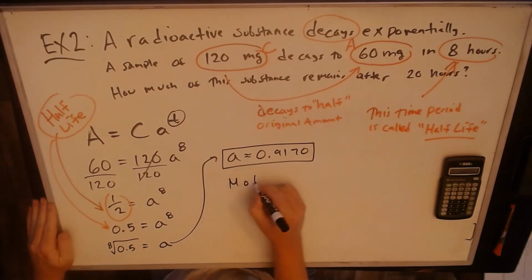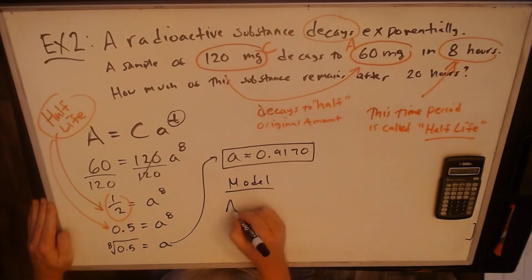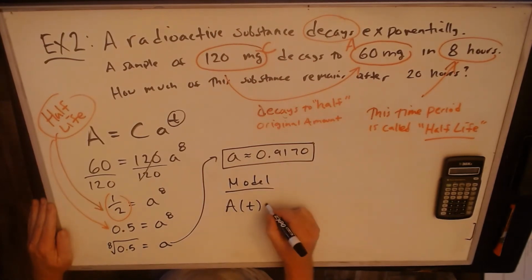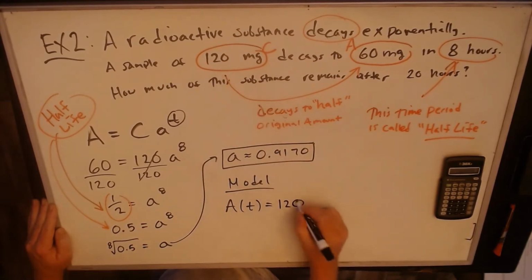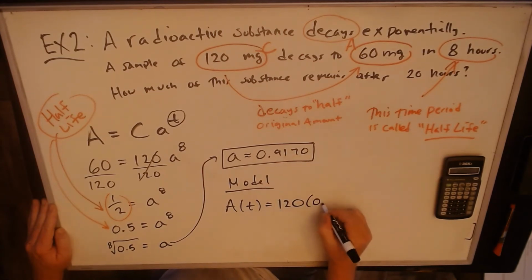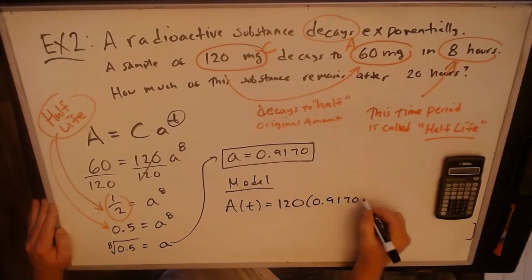So now our model, the amount after a period of time t, I like to write as a function, is the original amount, 120 milligrams, times 0.9170 raised to the t power.